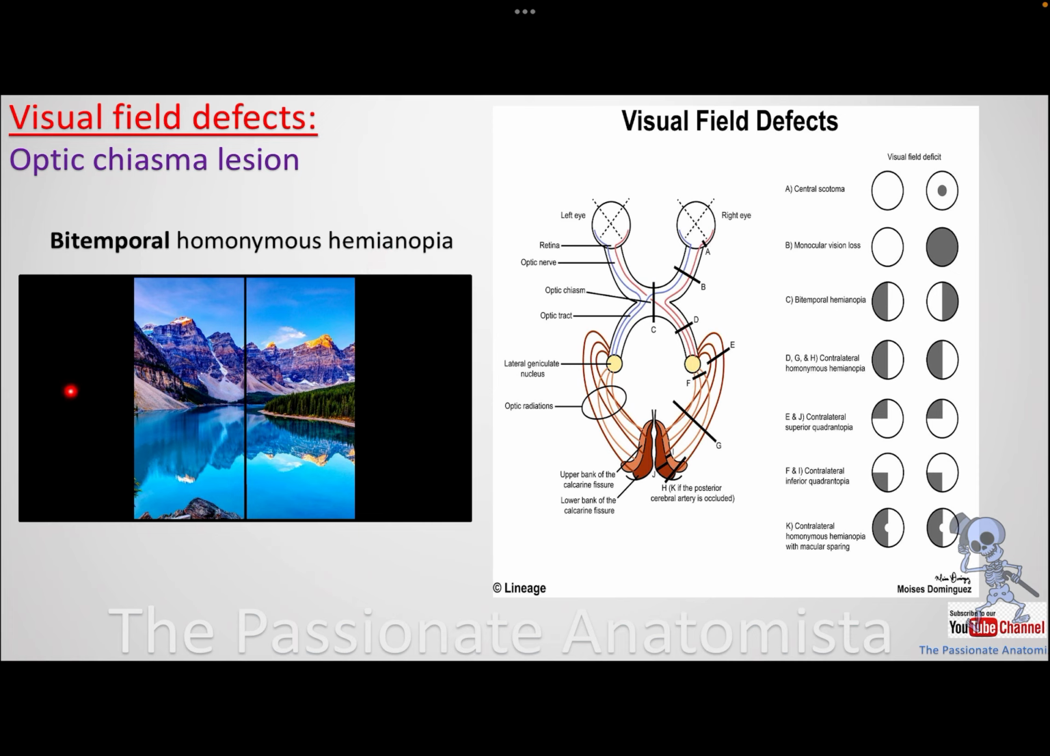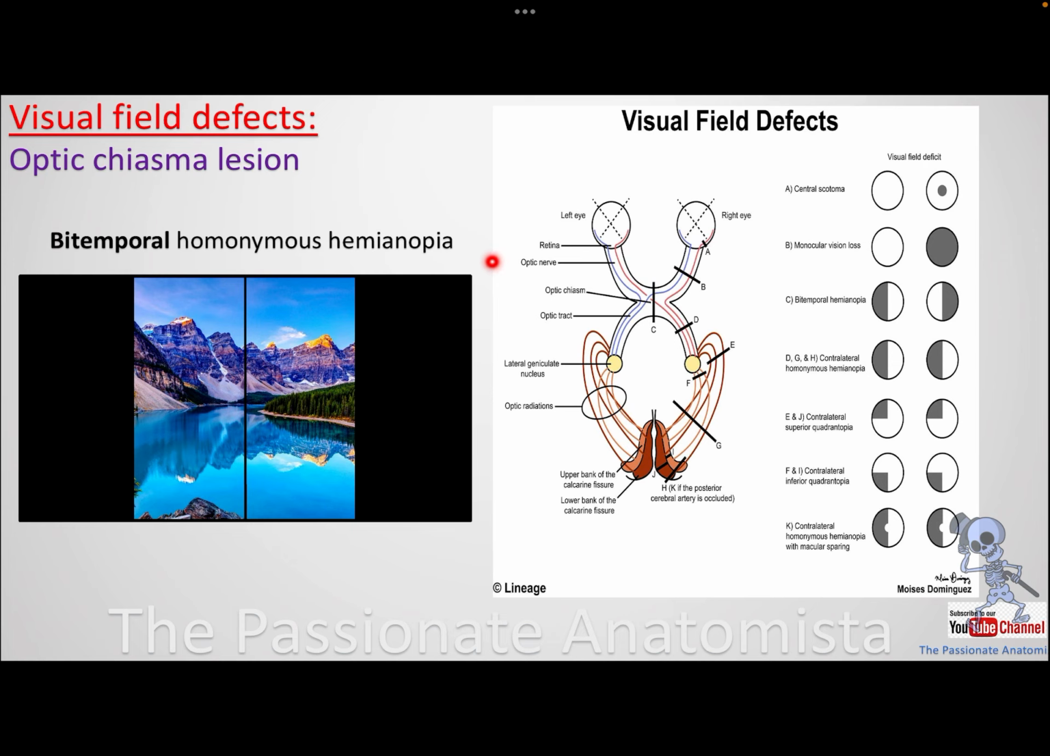Temporal, because the temporal visual fields of both eyes will be lost. So the left visual field of my left eye and the right visual field of my right eye are gonna be lost, because this is the part that crosses. So if I lose the crossing fibers, it means I'm losing the temporal visual fields. Here we are talking about visual fields only.